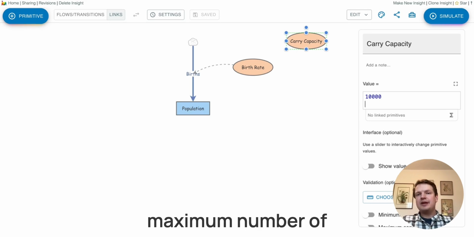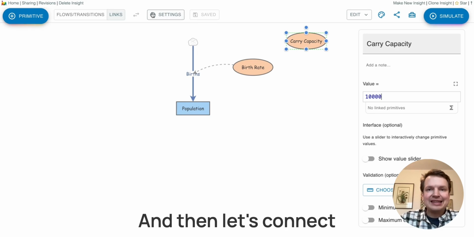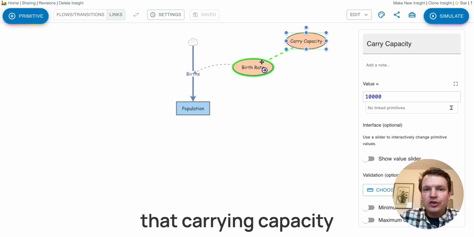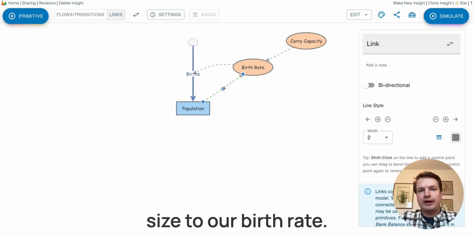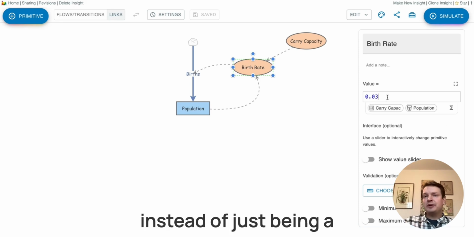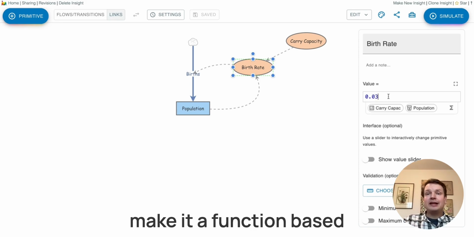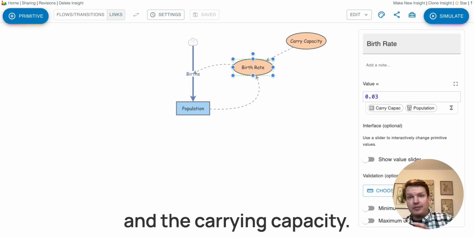We're going to say the maximum number of people that our island can support is 10,000 people. And then let's connect that carrying capacity to our birth rate and also connect the population size to our birth rate. So now our birth rate, instead of just being a fixed value, we're going to make it a function based on the population size and the carrying capacity.